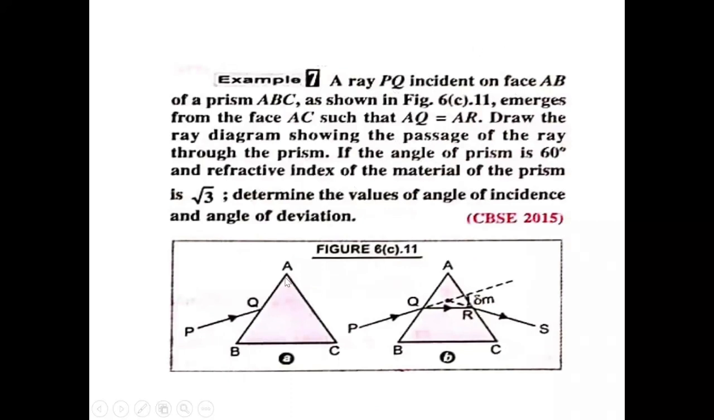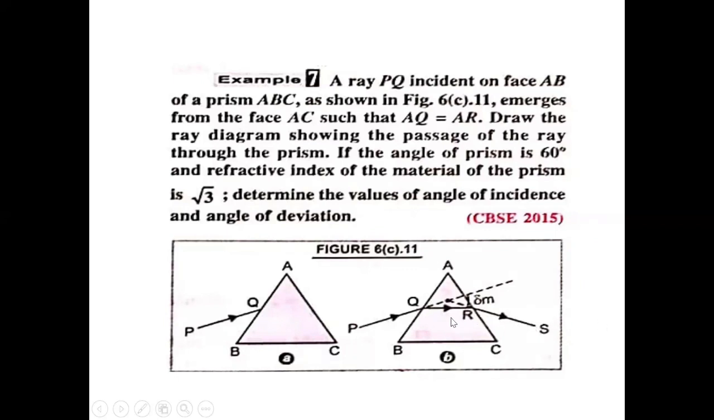A ray PQ incident on face AB of a prism ABC, as shown, emerges from the face AC such that AQ is equal to QR. Draw the ray diagram showing the passage of the ray through the prism. So AQ is equal to QR means how is the ray of light traveling through the prism? Parallel to the base of the prism. So this deviation is del M, minimum deviation. Only at minimum deviation will the ray of light travel parallel to the base.